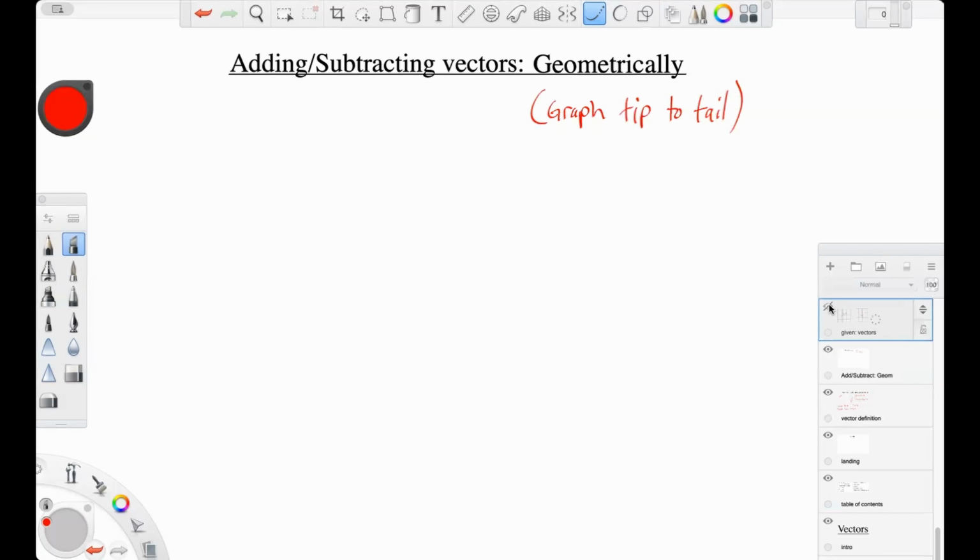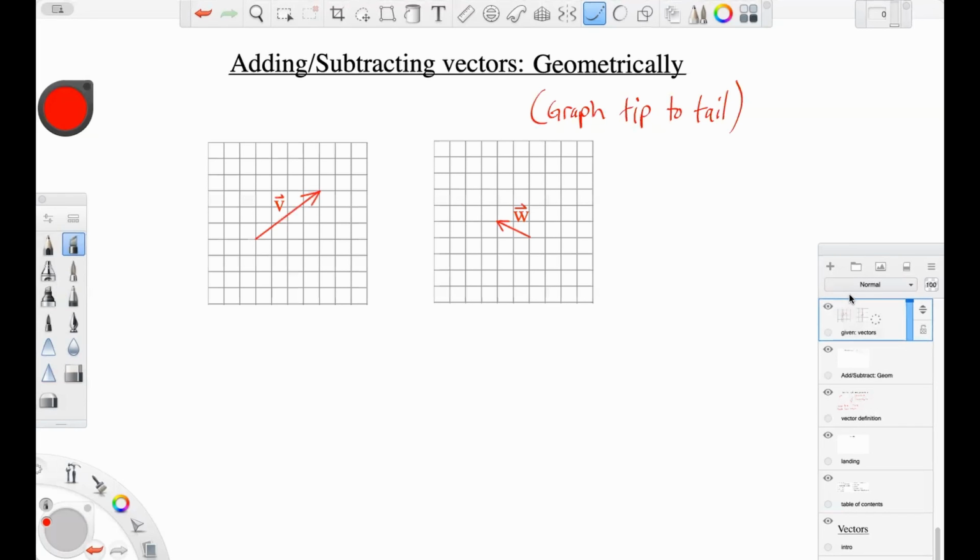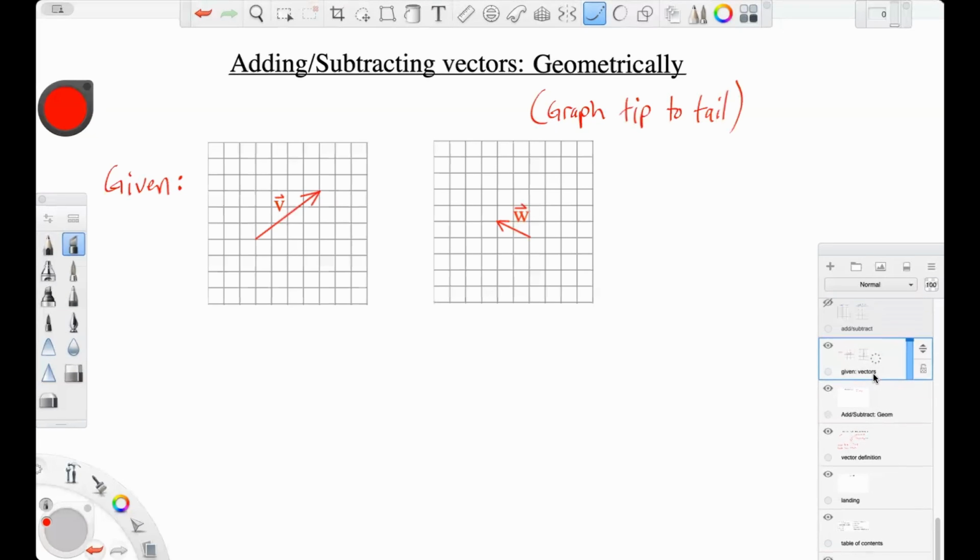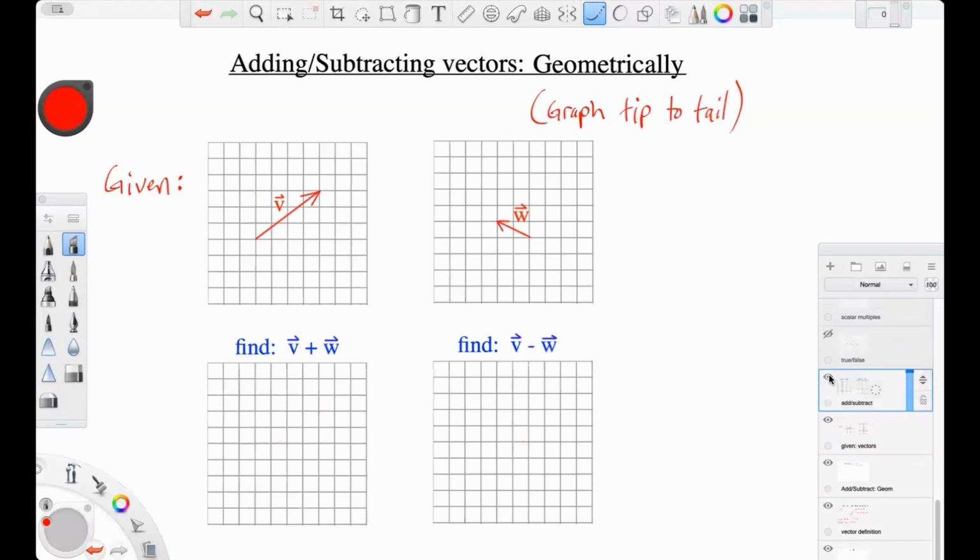So for example, let's look at these two vectors here. In this example, we're given the following information. Here's vector v. We have an initial point and a terminal point, and then over here is vector w. So we have our initial point and our terminal point. And what we're going to be asked to do is first add the vectors together. So in this first example, we're going to find vector v plus vector w. And then in the second example, we're going to subtract them, so vector v minus vector w.